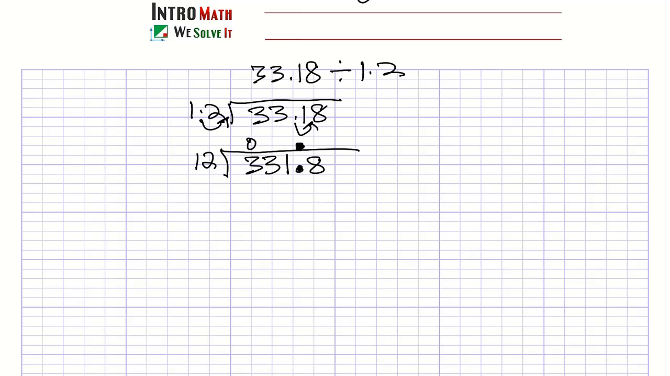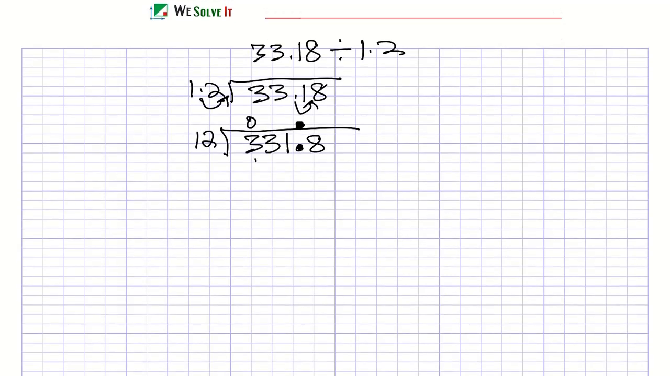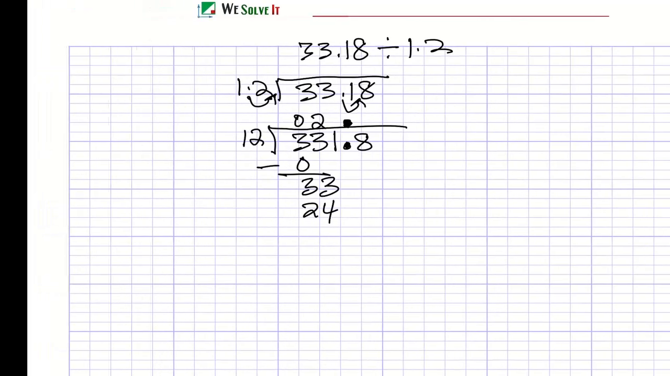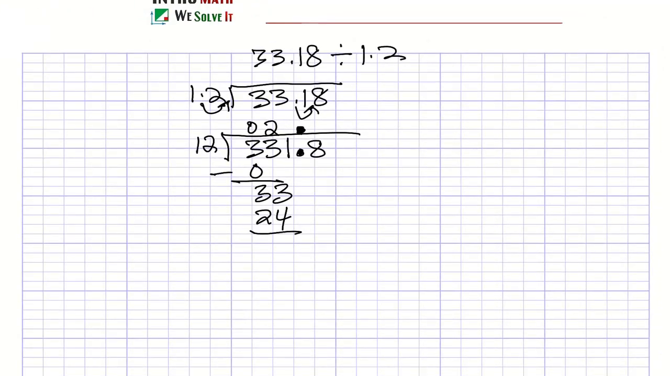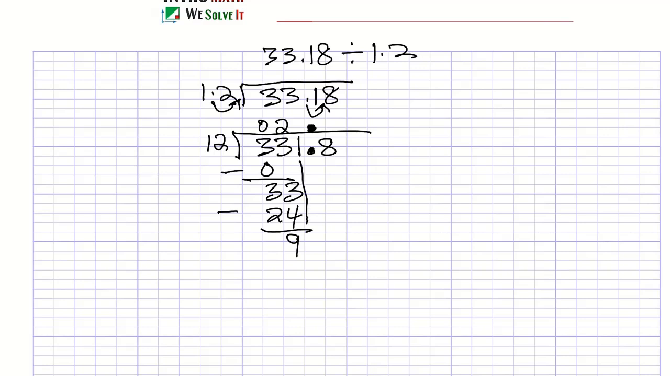12 divided into 3 is 0. Okay, 0 times 12 is 0. You subtract, bring 3 down and bring the other 3 down. Okay, 12 divided into 33, you will divide 24. If you divide 24, you divide it 2 times. So you put the 2 here. 2 times 12 is 24. You subtract. When you subtract, you get 9. Now you bring the 1 down. See 1 right here, you bring it down. It's 91 now.